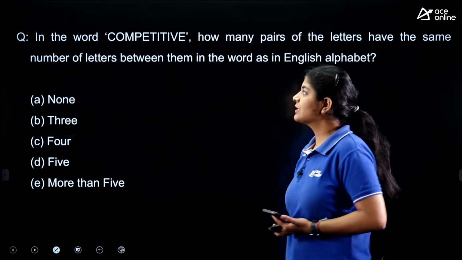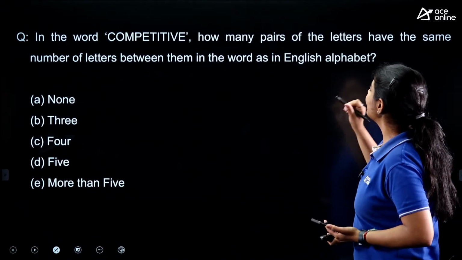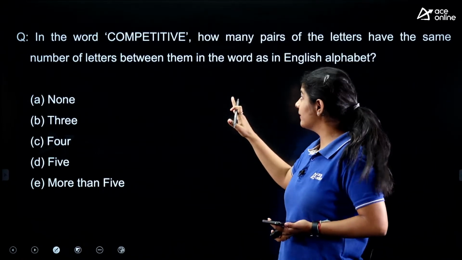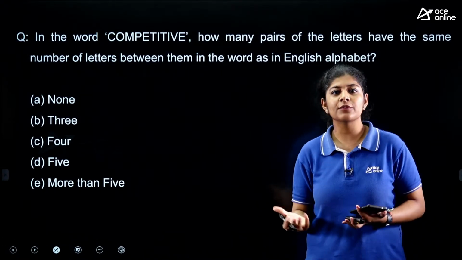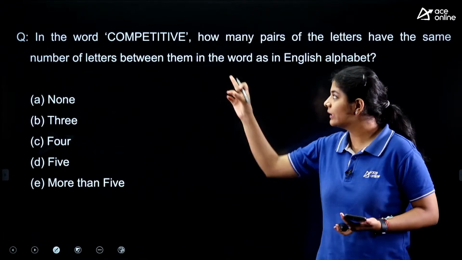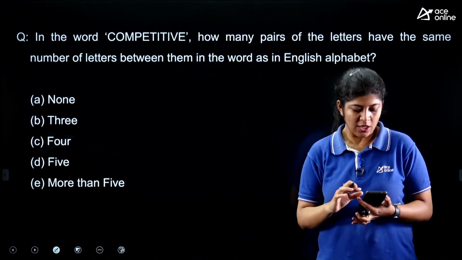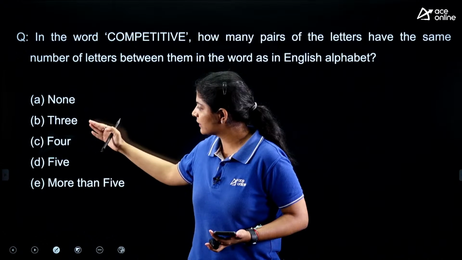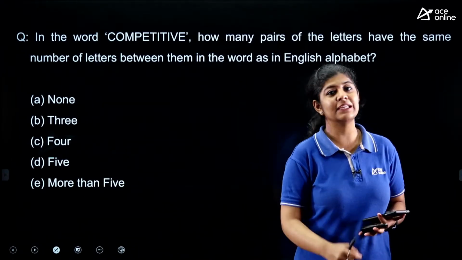So the next question says that in the word competitive, how many pairs of letters have the same number of letters between them in the word as in English alphabets? What we have to do is check the alphabet gap between the alphabets in this particular spelling. So how many pairs did we get? Our options are none, 3, 4, 5 and more than 5. This is a very easy one.